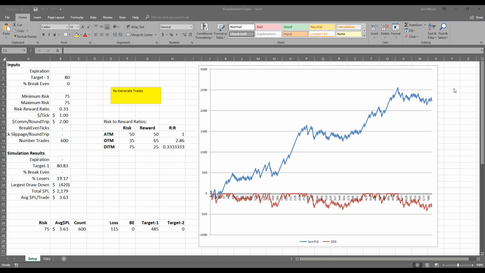This is just Excel. Any questions on the deep in the money?